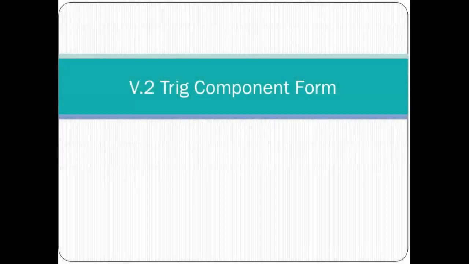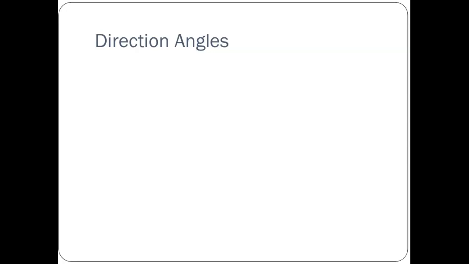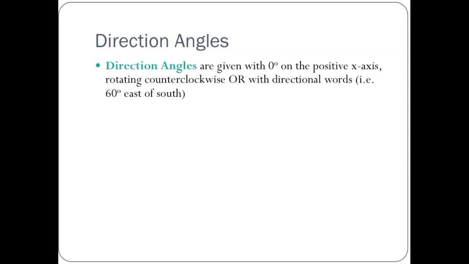In today's lesson, we are going to be talking about trig component form. So first, let's talk about what a direction angle is. Direction angles are given with 0 degrees on the positive x-axis, rotating counterclockwise, or you may see it given with directional words. So for example, 60 degrees east of south.